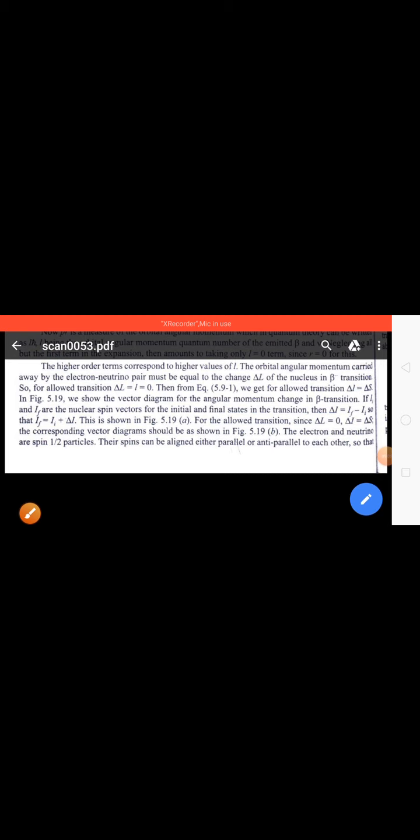We show the vector diagram for the angular momentum change in beta transition. If initial spin and final spin are the nuclear spin vectors of the initial and final states in the transition, then del I is equal to the difference of the final and initial states, I_F minus I_I, so that I_F is equal to del I plus I_I. As shown in the figure, I will show you a figure for the allowed transition.